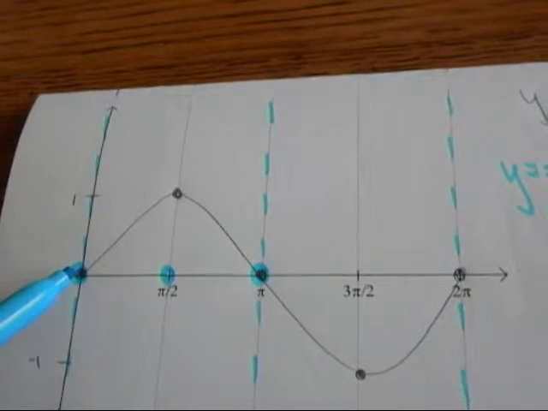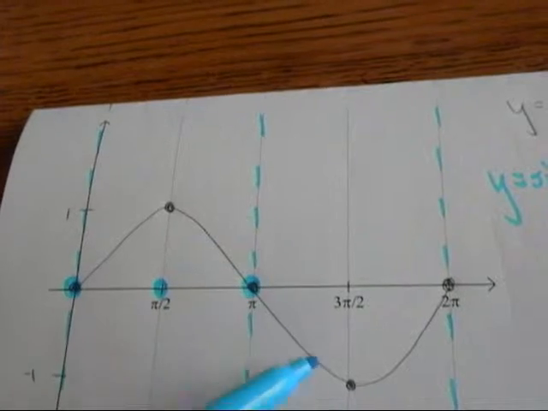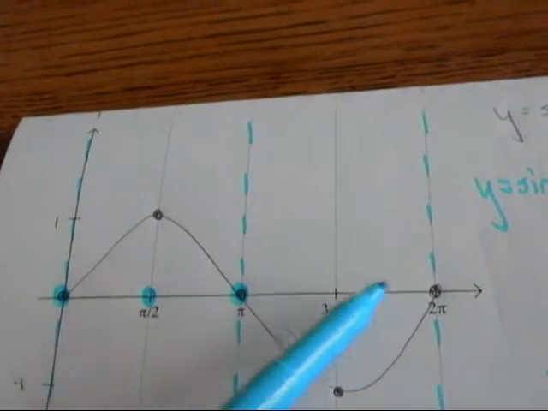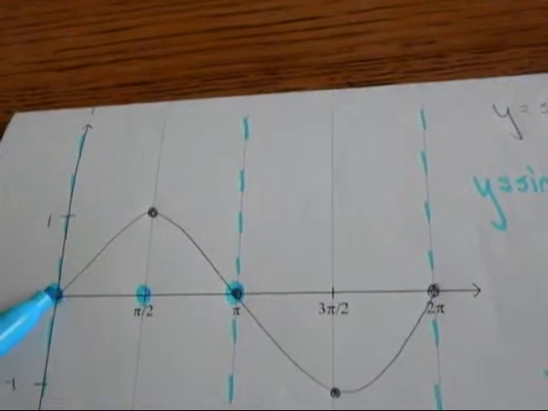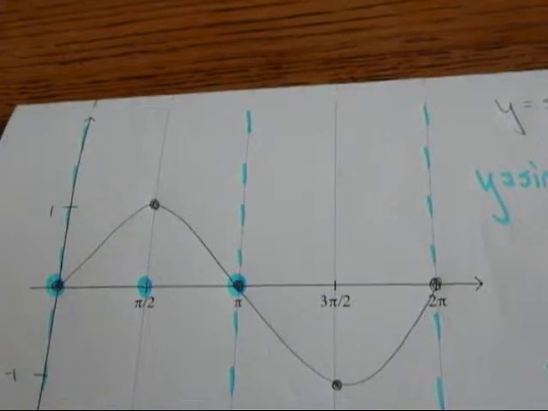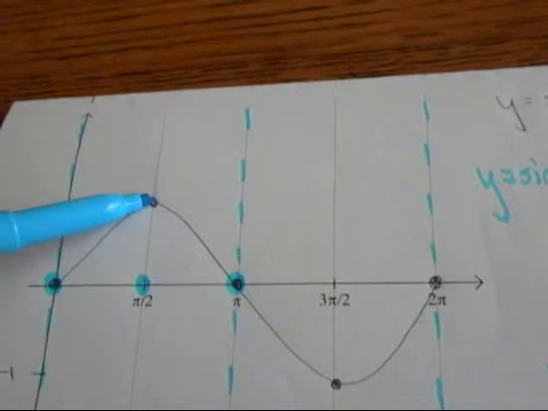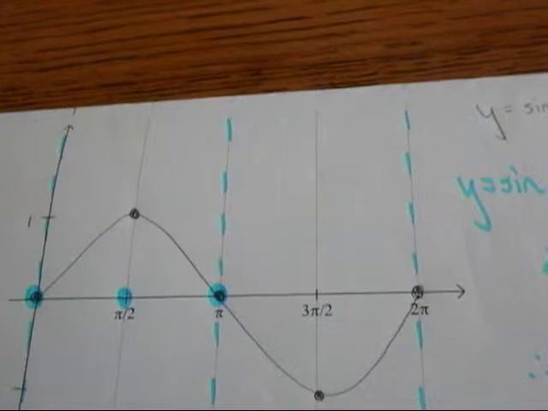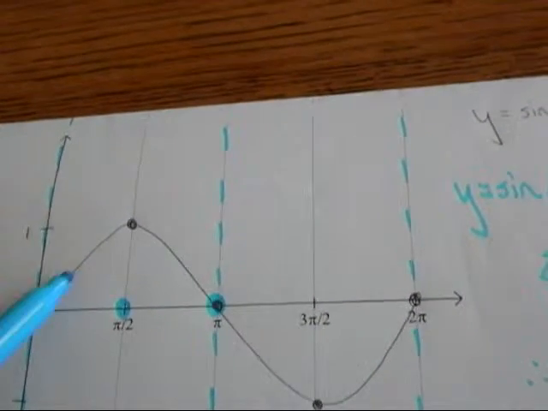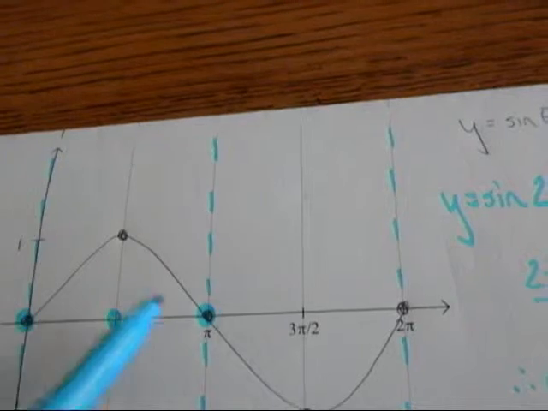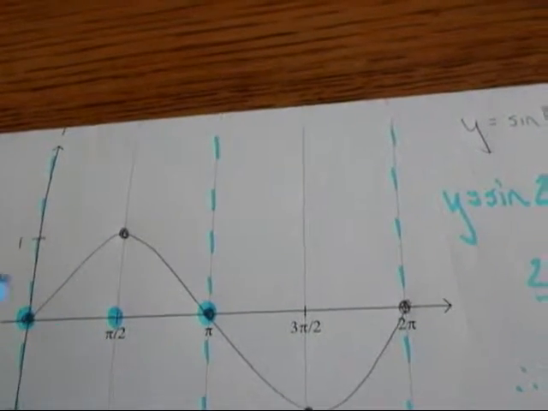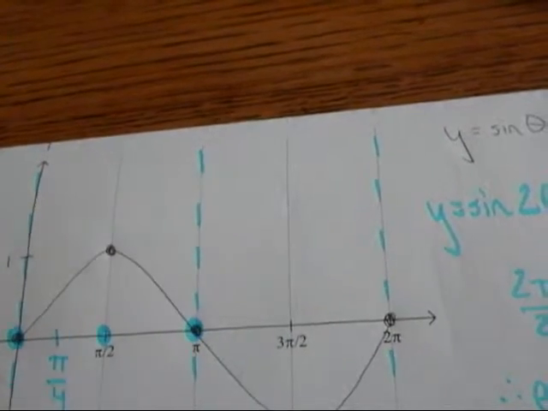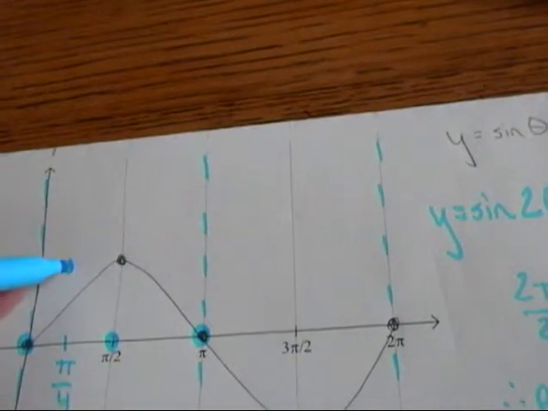Now remember, my parent function had 1, 2, 3, 4, 5 key points. Again, the first, third, and fifth were at zeros. First, middle, last. The second point was at a maximum, which means that this child wave's second point needs to be at a maximum. The maximum was between the first and third dots, so between the first and third dots on my child would be right here, which means that this is a value of pi over 4, and there's my maximum.